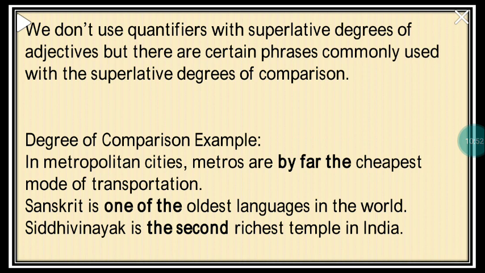Then Sanskrit is one of the oldest. It is old, right? But one, because there are Chinese and Egyptian languages, they also have very old cultures. So they are talking about Sanskrit being one of the oldest languages in the world. Then there are many rich temples in India, like Tirupati and so on, but here Siddhi Vinayak is the second richest temple in India. Normally in superlatives you don't need to use all these quantifiers, but in certain cases to show the degree to which it is, you will use these words.